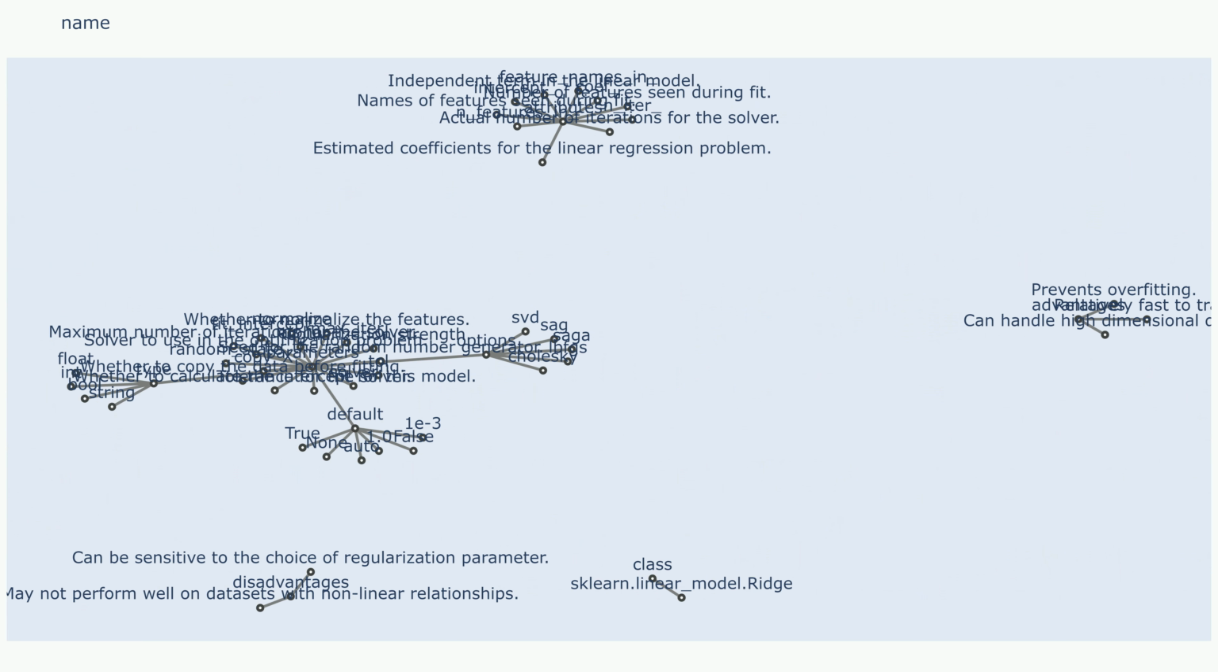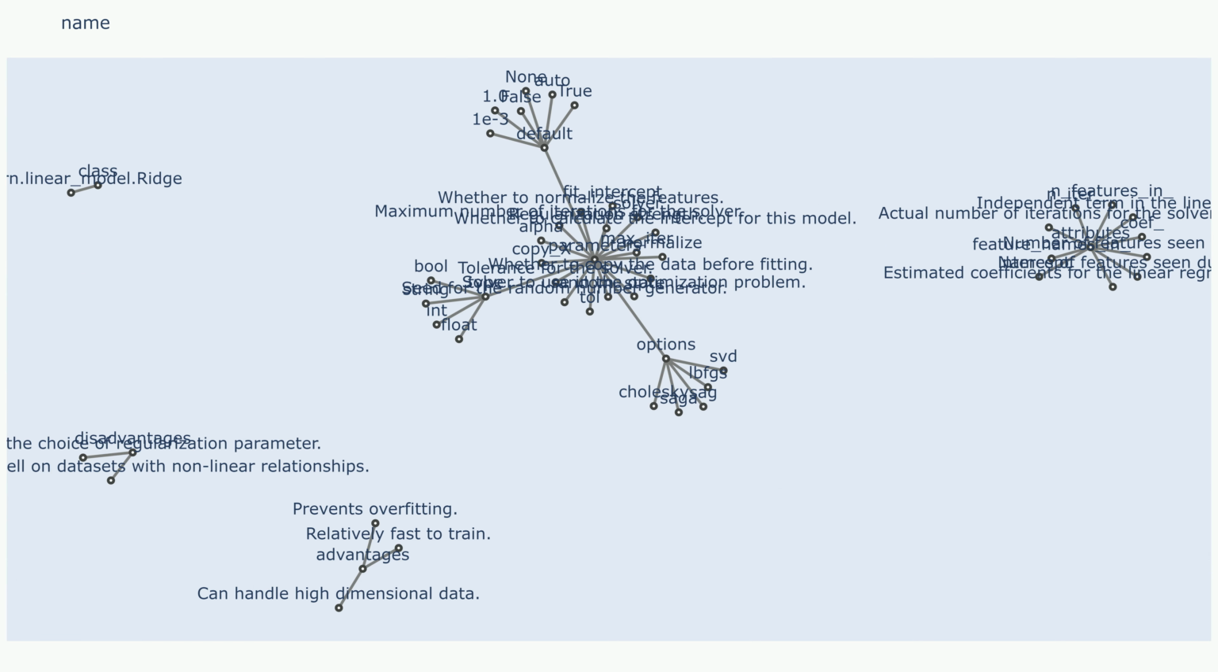random_state: int, RandomState instance or None. Default None. The seed of the pseudo-random number generator used when shuffling the data. If int, random_state is the seed used by the random number generator. If RandomState instance, random_state is the random number generator. If None, the random number generator is the RandomState instance used by np.random.